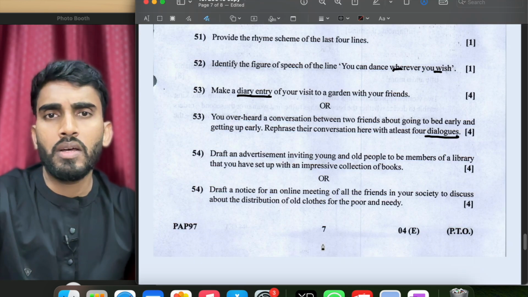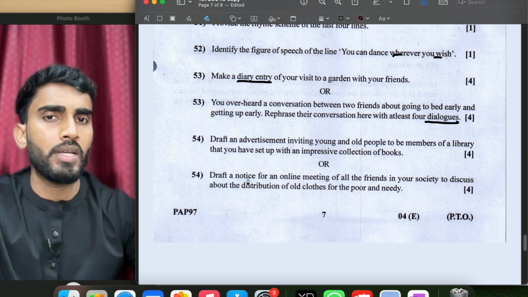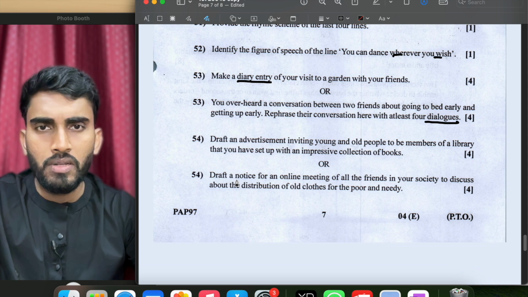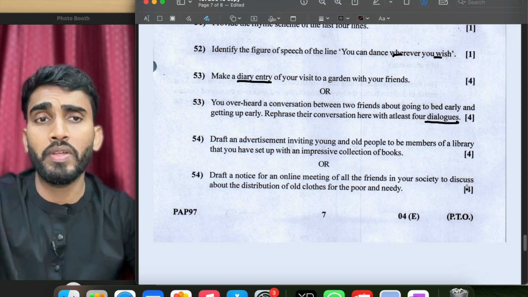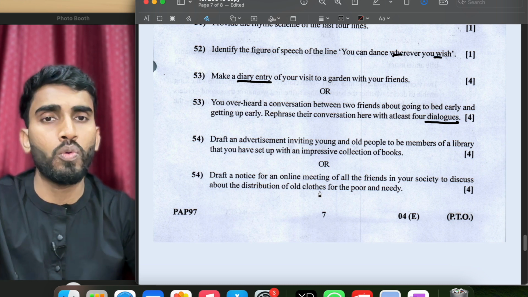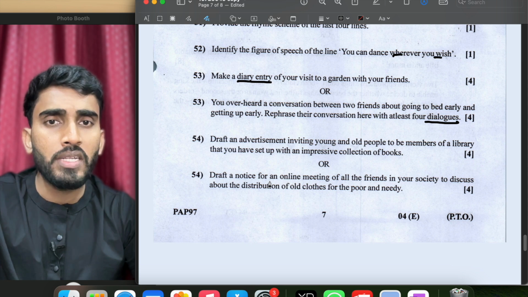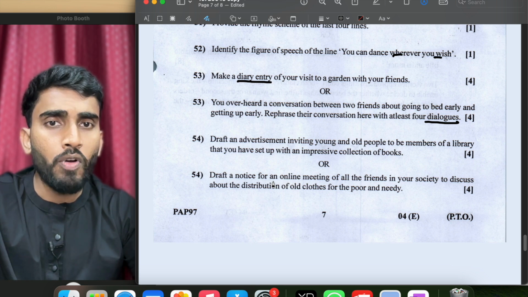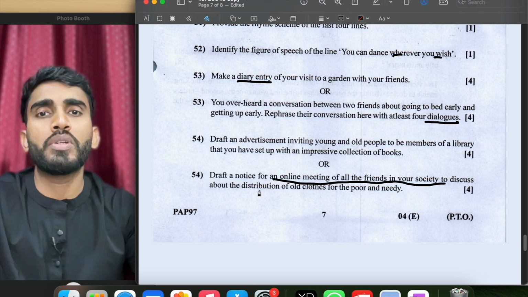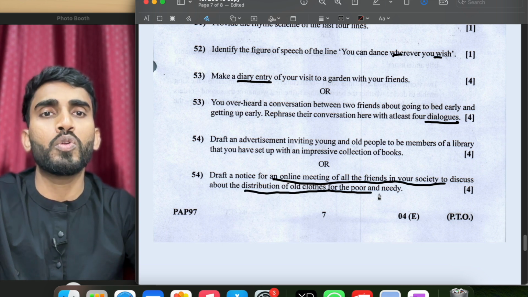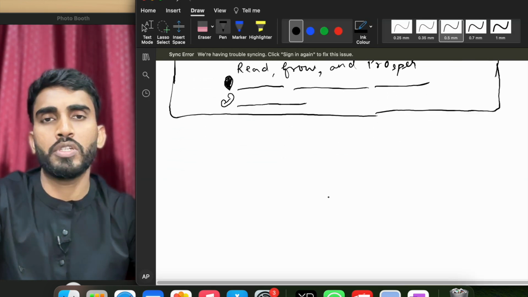Next is, if you don't want to do advertisement, you can do notice. So notice is, draft a notice for an online meeting of all the friends in your society to discuss about the distribution of old clothes for the poor and needy. So the topic is, you have to write a notice for an online meeting of all the friends in your society. So notice, let us write notice.